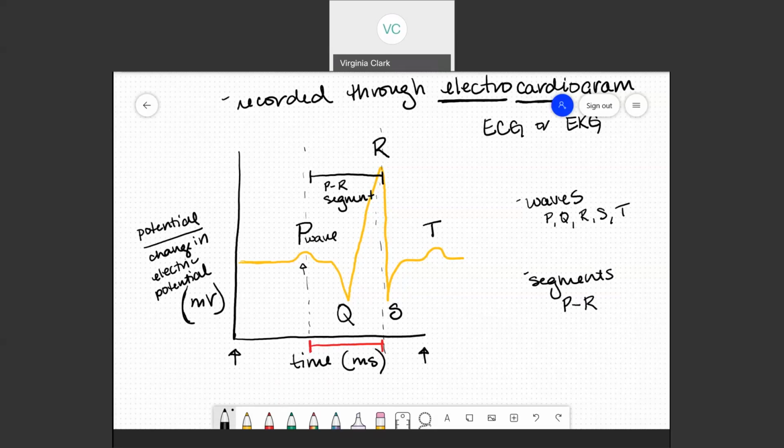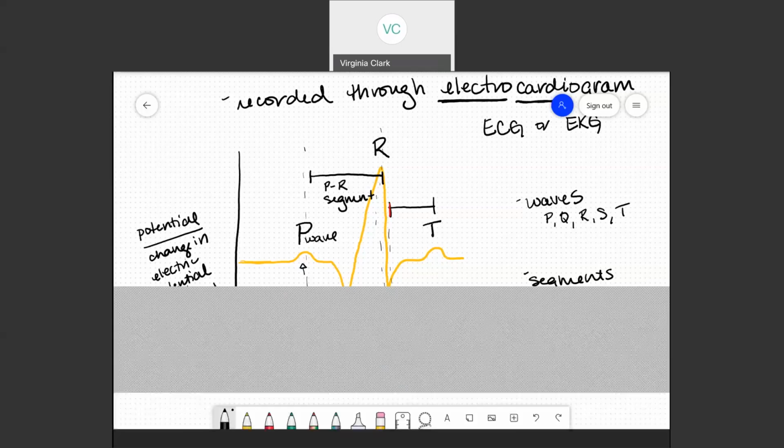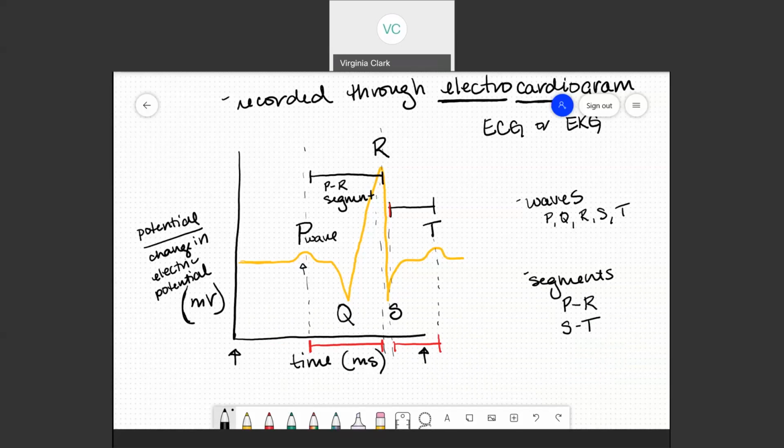And then the other one we're going to talk about is ST. So we're going to talk a lot about from this guy to this guy. And it is going to be the time frame associated with the S wave to the time frame associated with the T wave. And what you're looking at is going to be the time for the ST segment.